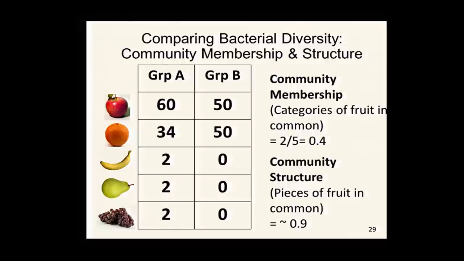If I looked at community structure, which is I take every piece of fruit out of this, and I say every time I take a piece of fruit out of group A, have I found it in group B? Well, then 94% of the time, I would pick a fruit out of A and find it in group B. And I would say that these two fruit salads were very common. And I use this as an example because really here, there's two different ways you can do the analysis. You can either focus on the dominant members of the community or you can focus on the rare members in the community. And I cannot tell you a priori which is the more biologically relevant.